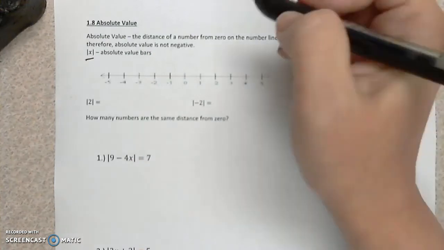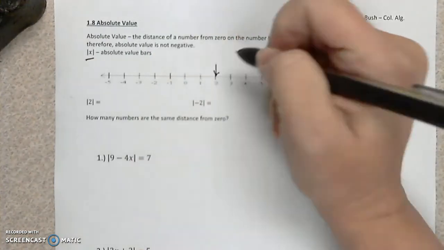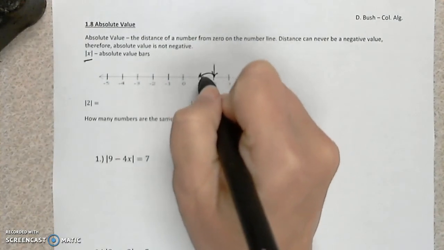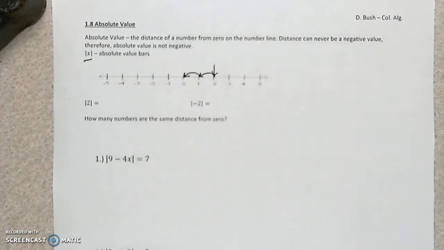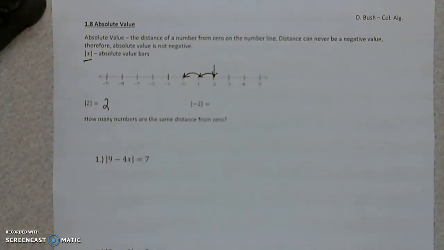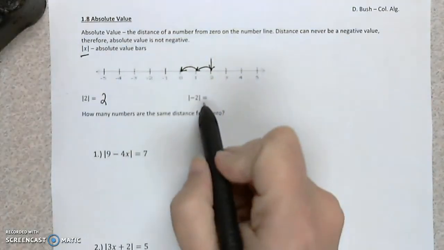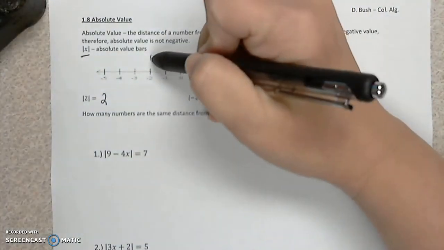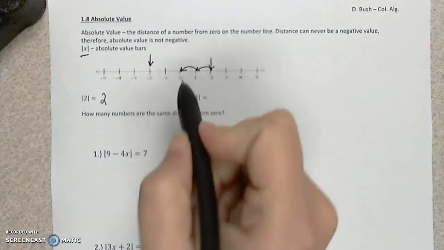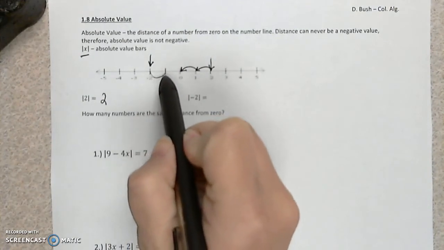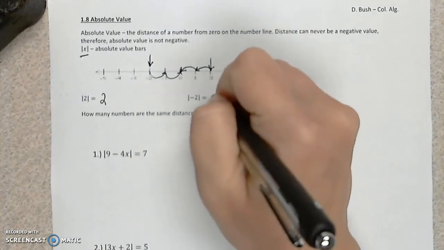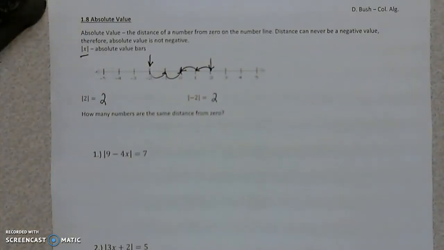So if I'm looking at 2 on the number line, it would be right here. And then if I count back to 0, that would be 1, 2. So 2 would be a distance of 2 from 0. Then looking at negative 2, which is here on the number line, if I were to count from negative 2 back to 0, that would be 1, 2. So negative 2 is also a distance of 2 from 0.